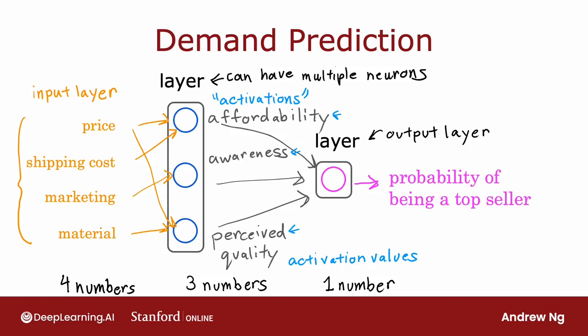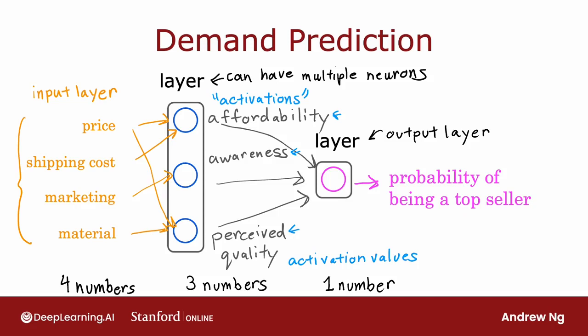Now, there's one simplification I'd like to make to this neural network, which is the way I've described it so far, we had to go through the neurons one at a time and decide what inputs it would take from the previous layer. So for example, we said affordability is a function of just price and shipping costs, and awareness is a function of just marketing, and so on. But if you're building a large neural network, it'd be a lot of work to go through and manually decide which neurons should take which features as inputs.